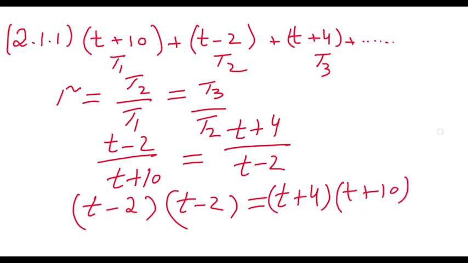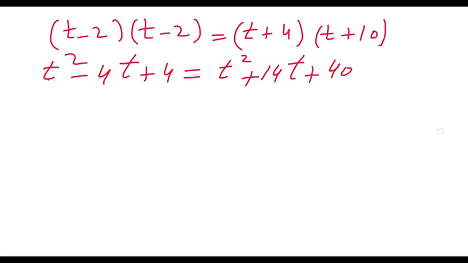So I'm gonna FOIL now. So I FOIL, this is my answer. So I'm going to further simplify. You can see t square both sides is gonna cancel out. So we are left with negative 4t plus 4 is equal to 14t plus 4t. So I'm going to solve for t here now.